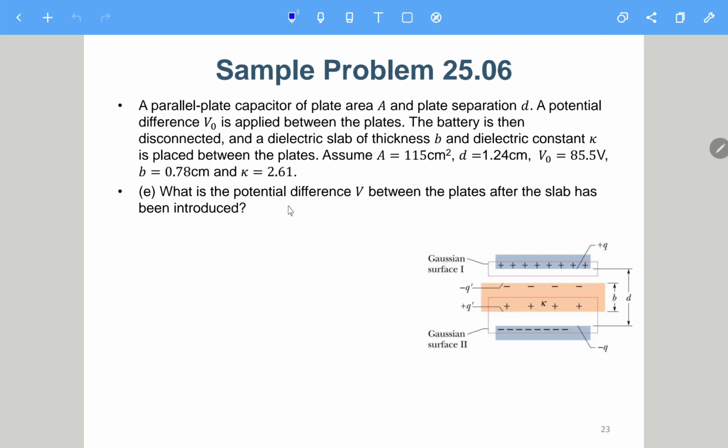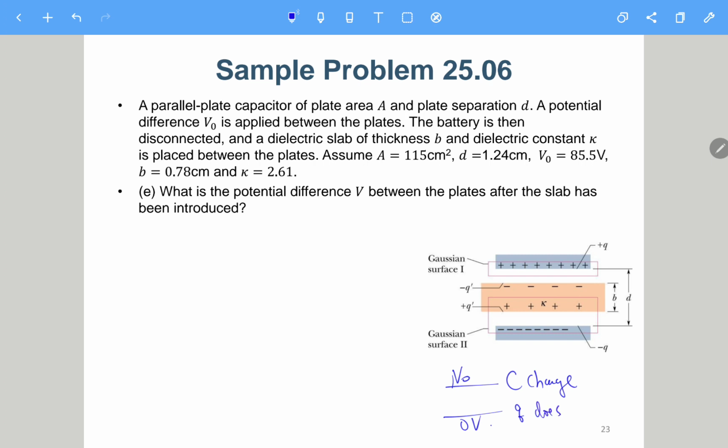It asks, what is the potential difference V between the plates after the slab has been introduced? Originally we charge the capacitor without the slab with the potential V0. After plugging in the slab, of course the battery is removed, so there is no way for the charge to go, which means that C has already changed, and Q doesn't change.